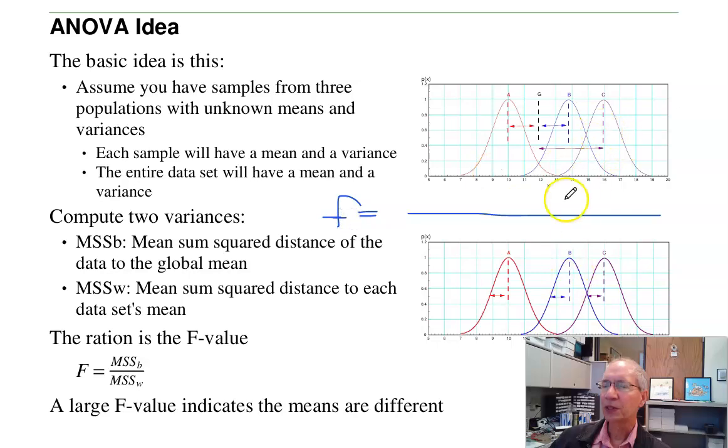If the two are basically the same, meaning the F score is close to 1, then I conclude that all three populations have basically the same mean. If it's much, much bigger than 1, then I conclude that at least one population has a mean that's different. So that's the idea. I've got two terms: the mean sum squared between data sets, MSSB, the sum squared difference of each data set to the global average, and the mean sum squared within data sets, the mean sum squared distance to the local means. That's your F score.